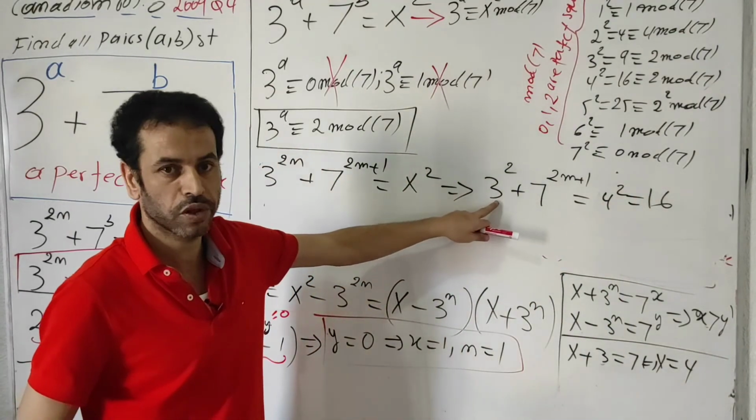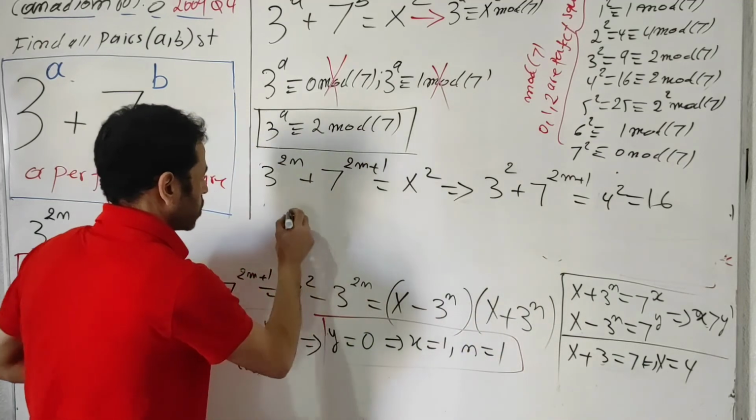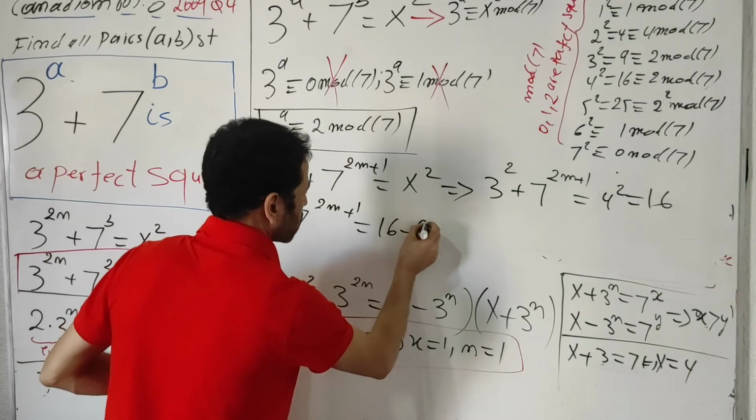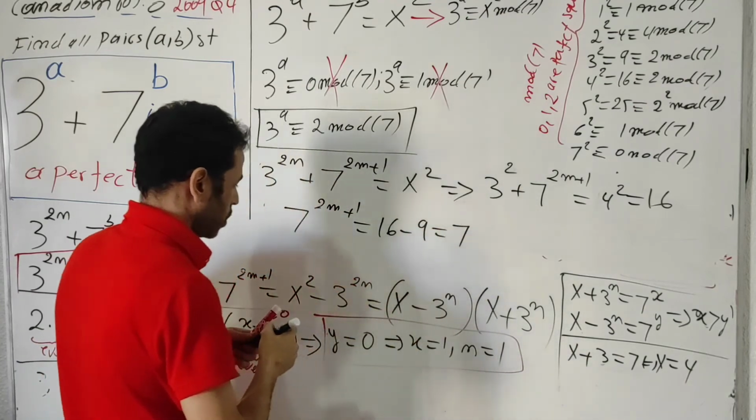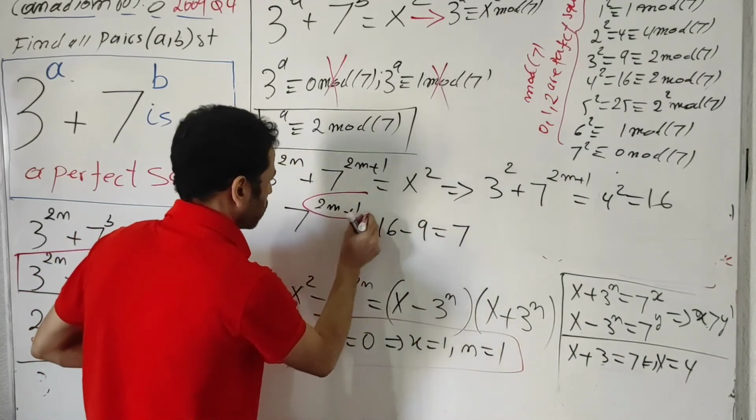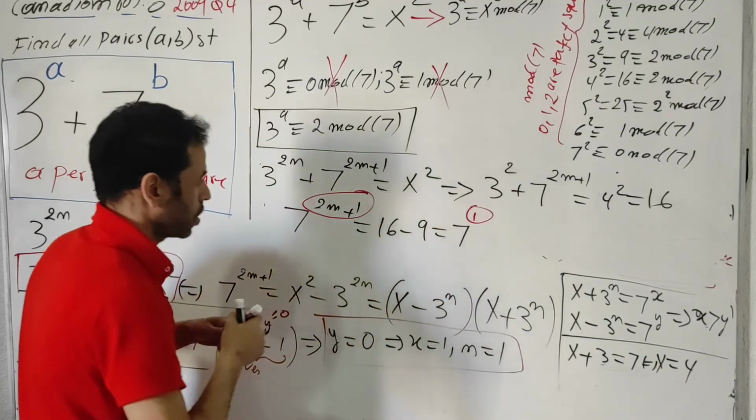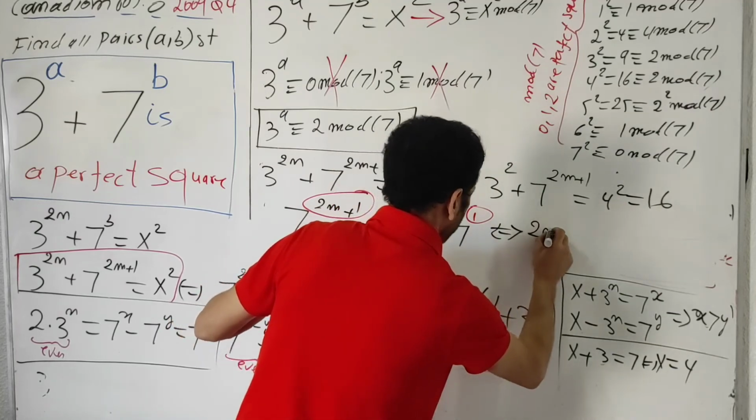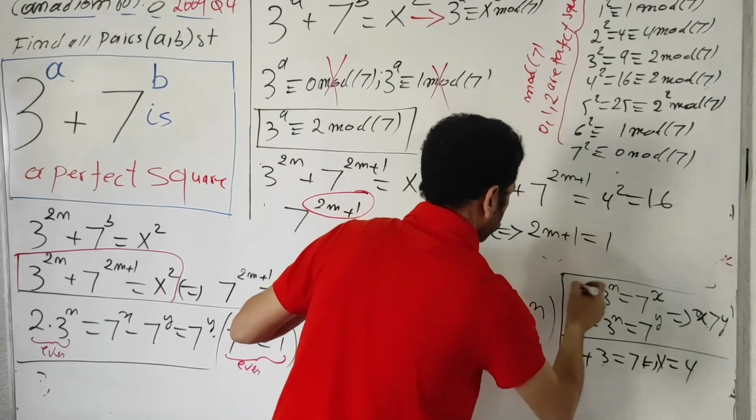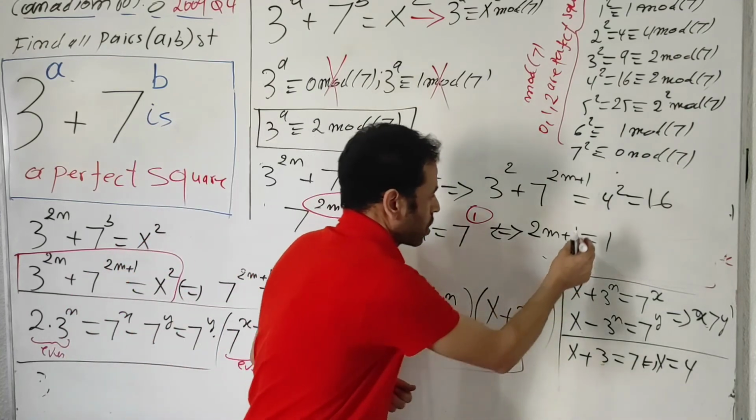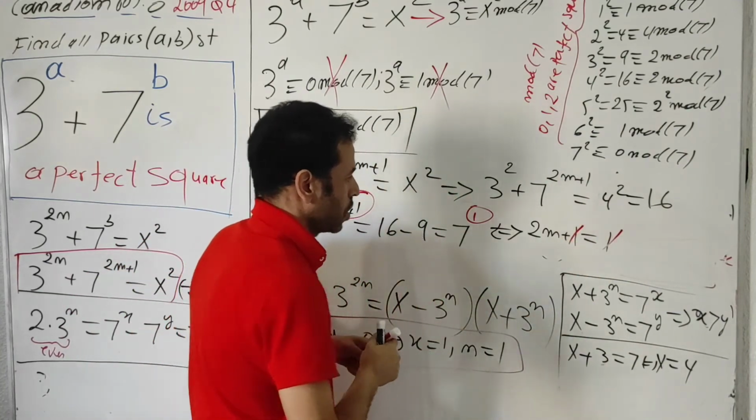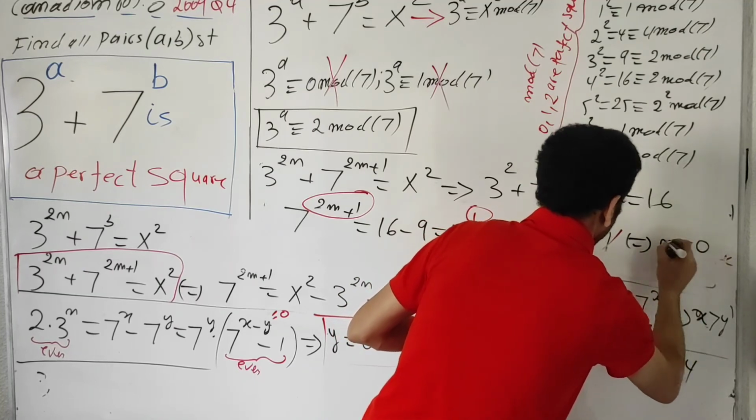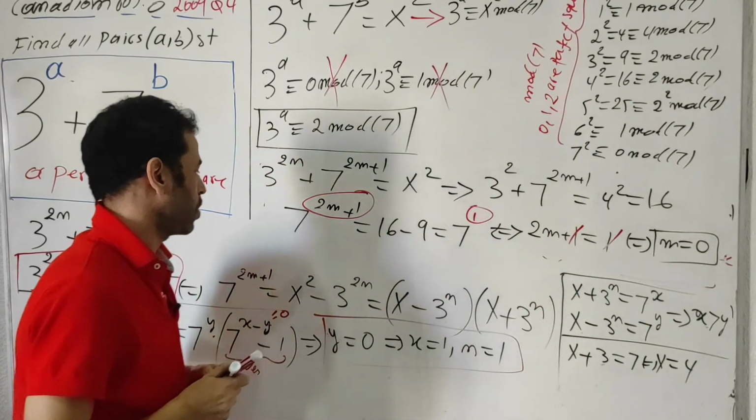I'm going to move this 3 squared to the right. I will get 7 to the 2m plus 1 equals 16 minus 9, which is 7. Now I found the exponent: this one equals 1 as an exponent. So this is telling us 2m plus 1 equals 1. Number 1 will be cancelled out from the left and the right, and I will be left with m equals 0. Now I found the value of m equals 0.